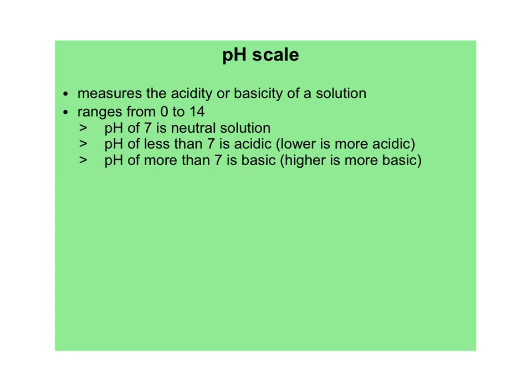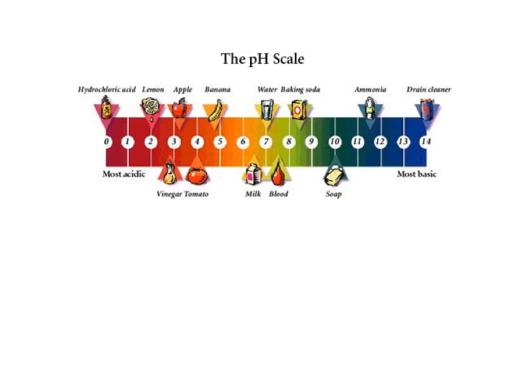The lower your pH is, the more acidic. The higher the pH is, the more basic. Here's the pH scale with some common substances. Notice the things that we clean with are on the basic end, like soap and ammonia, drain cleaner. Some people even clean with baking soda.